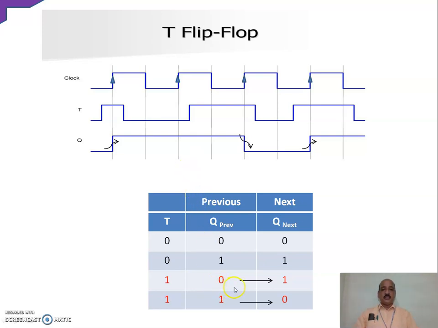So here you can see the truth table. 0 will be converted to 1 or 1 will be converted to 0 if T is equal to 1 in the presence of a positive edge triggered clock pulse.